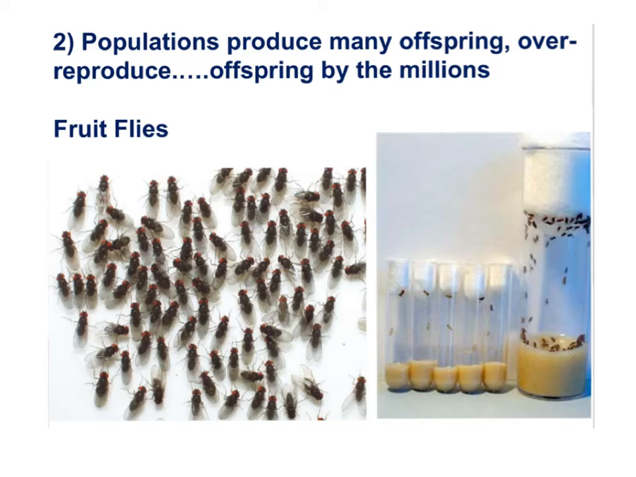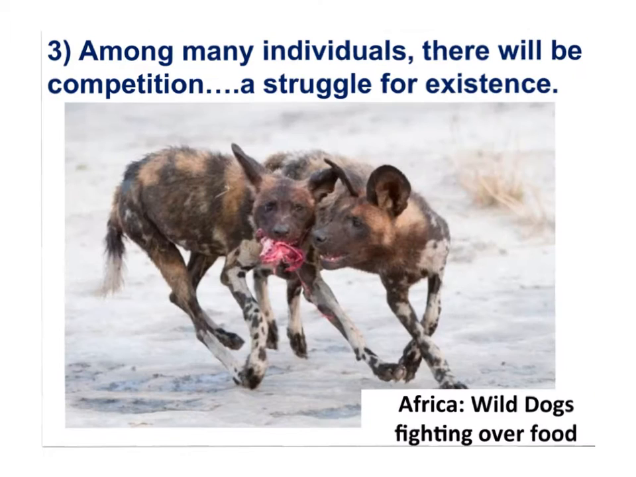Again, the second component in the mechanism of natural selection is that populations produce many offspring. They over-reproduce offspring by the millions. So populations vary genetically. That's the first component of selection. Populations produce many offspring. That's the second component. And that sets up the struggle, which is the third component.